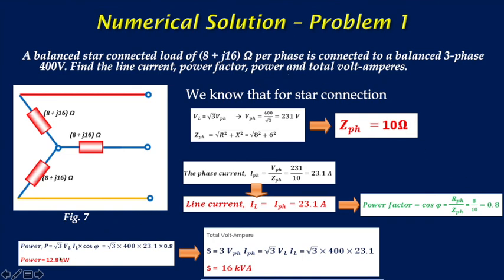Then calculate power. Power equals root 3 VL IL cos phi. Otherwise, write down 3 V phase I phase cos phi. So VL is 400, IL is 23.1 and cos phi equals 0.8. Then power equals 12.8 kilowatt. Then find total volt ampere, that means S, equals 3 V phase I phase, so root 3 VL IL, then write 400 volt and current, then S equals 16 kVA.